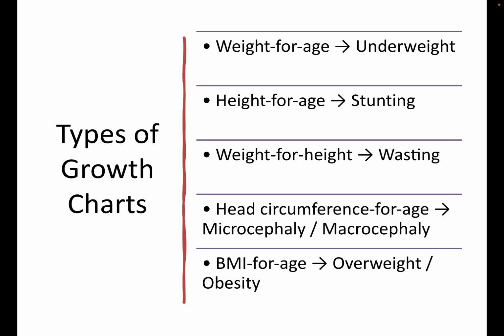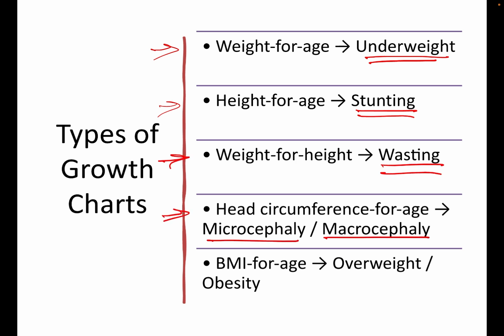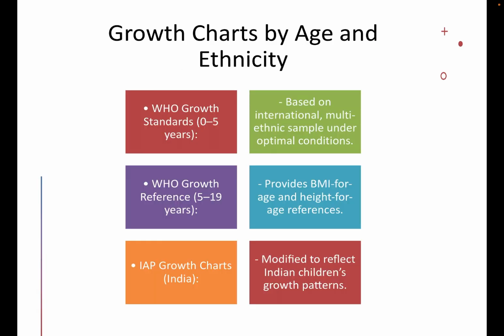So the types of growth chart: weight for age, this is usually for underweight; height for age for stunting; weight for height for wasting; then head circumference for age for microcephaly or macrocephaly; BMI for age for overweight or obesity. So growth charts are by age and ethnicity.